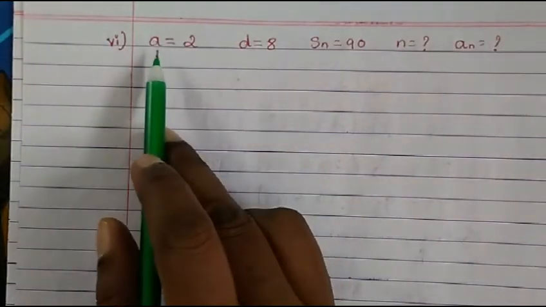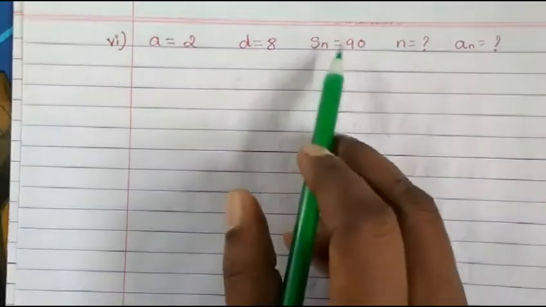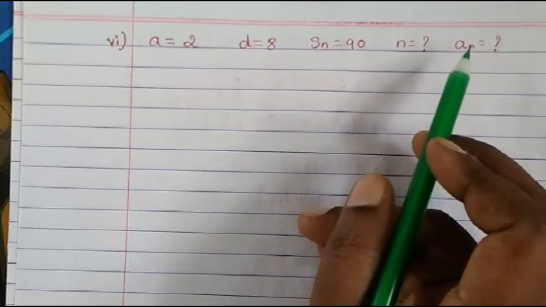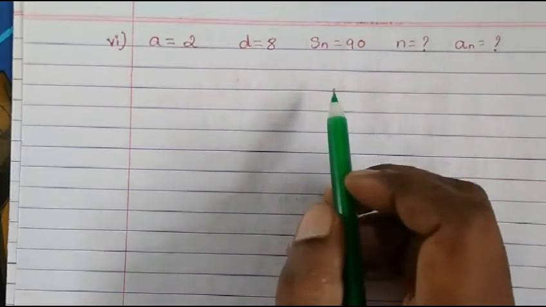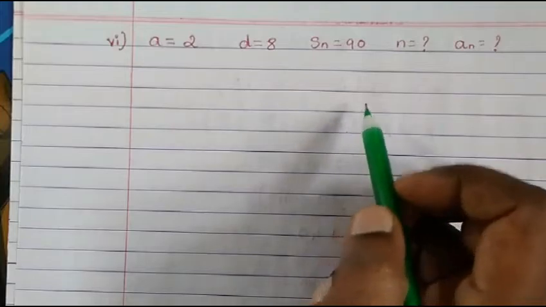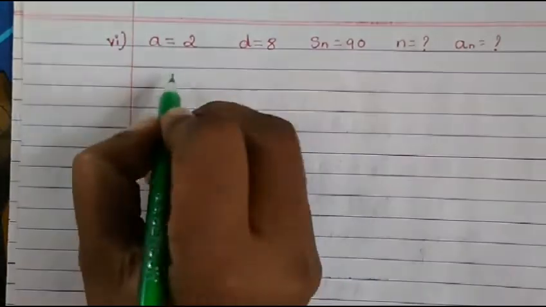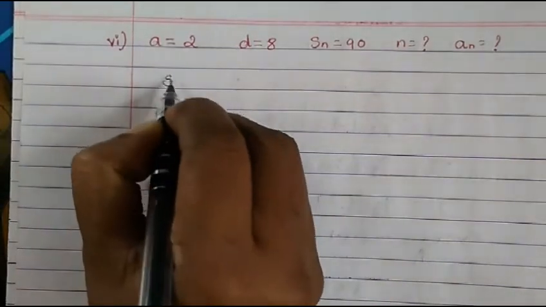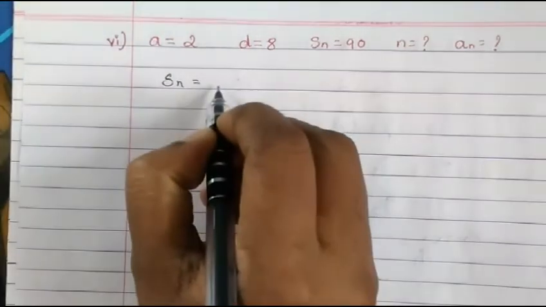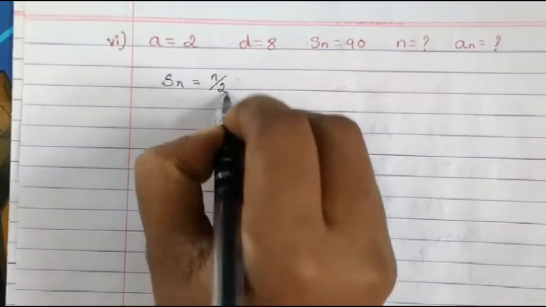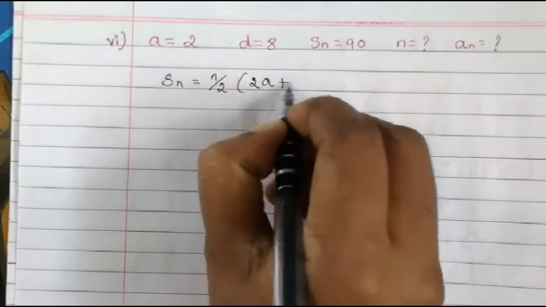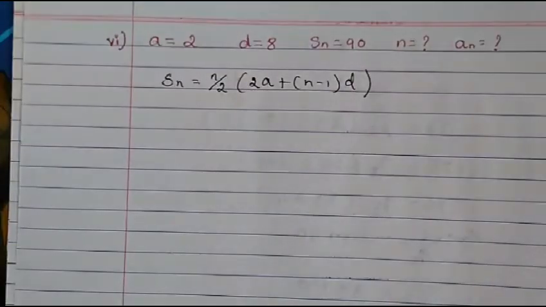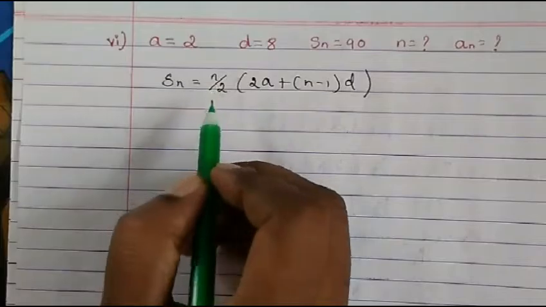So the sixth one, if you see, a value is there, d value is there, Sn is given to us, n we don't know. So an we don't know. So let's see which formula if we use, we can find out the n value. So let's take this formula, that is Sn equal to n upon 2 times 2a plus n minus 1 d. So let's use this formula to find out the n value.